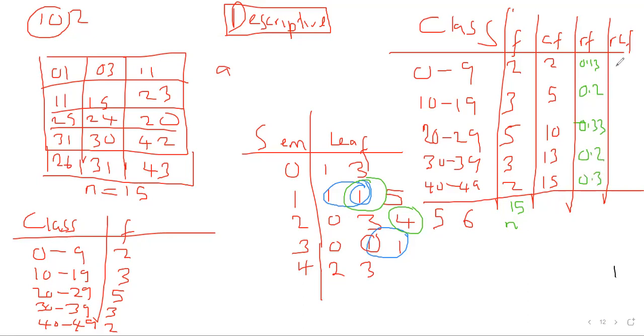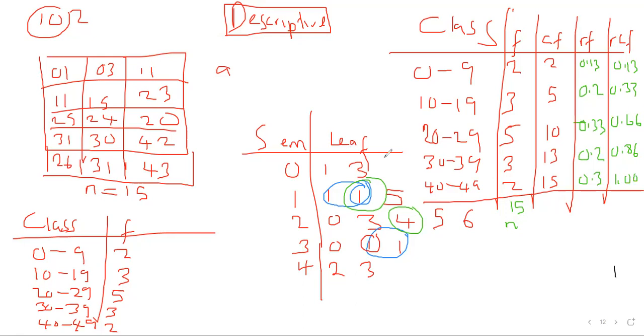Right. Then the relative cumulative frequency, we keep adding the way we're doing. We start with 0.13. Then we add the 0.2 there, we get 0.33. We add that one, we get 0.66. Add that one there, we get 0.86. We add that one, the final answer must be 1 or 100%.